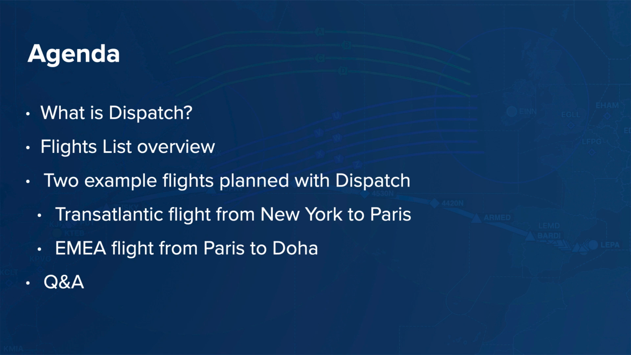Caitlin will then take it on to an overview of the flights list. This is the main view of ForeFlight Dispatch that allows your entire team to collaboratively view all of the flights that are ongoing. And then she'll demonstrate Dispatch's capabilities using 2 example flights planned using Dispatch. The first of these will be a transatlantic flight from New York to Paris, and following that, she'll plan an EMEA flight from Paris to Doha. After that, we'll wrap it up with some Q&A.